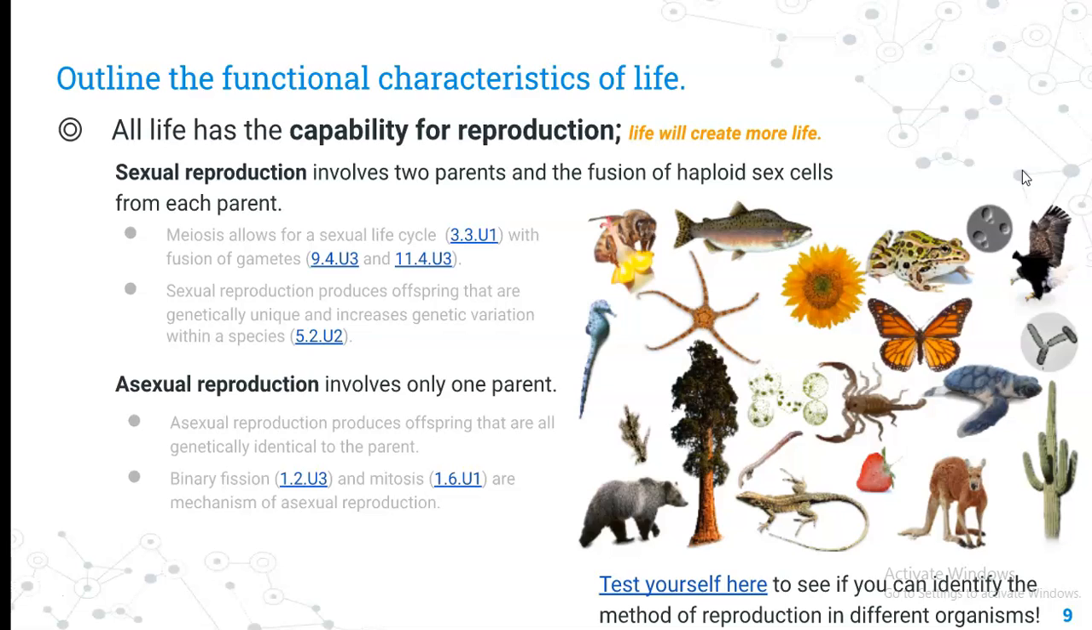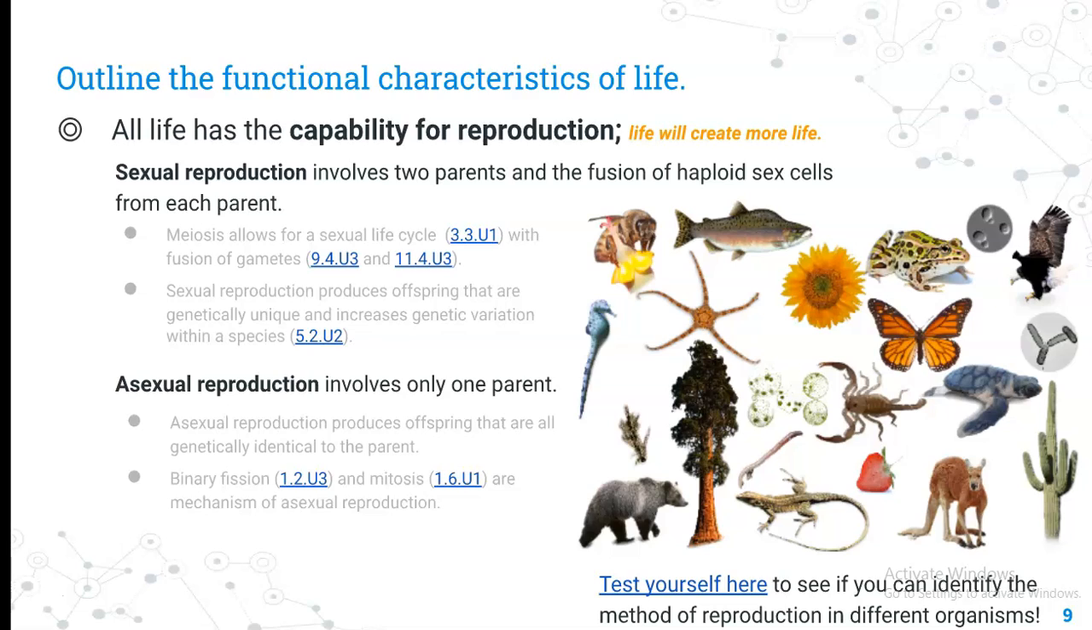The sixth characteristic of life is that all life has the capability for reproduction. Life creates more life. That's essentially the purpose of life. Life is just DNA replicating itself and finding ways to continue replicating. There's two types of reproduction out there.